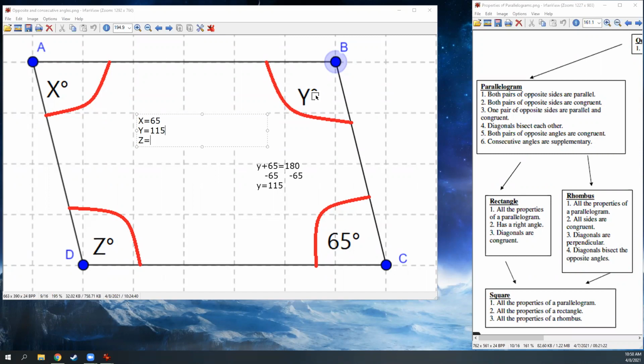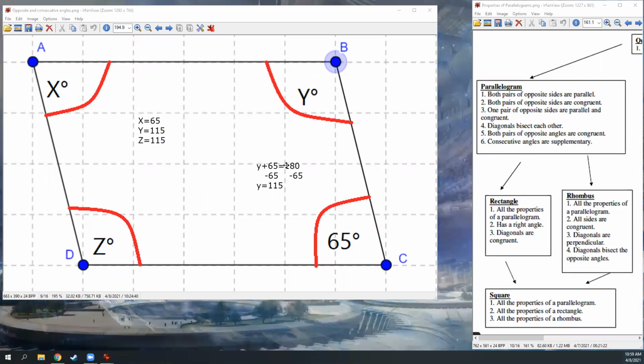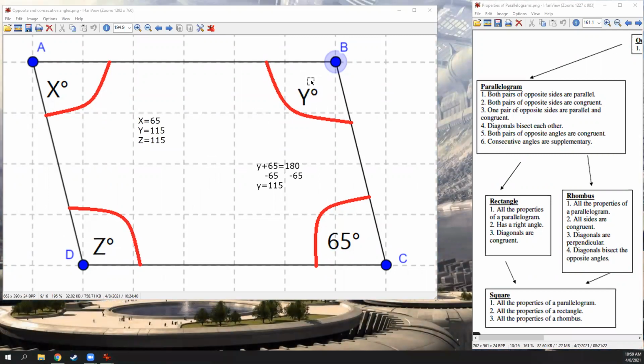And if y is 115, we can go back to this whole both pairs of opposite angles are congruent, right? Y is 115. Going across the parallelogram, we're going to hit z, which is also going to be 115, right? Or you could solve it this way. This is 65, and it was supplementary with y. Well, this is 65, and it's supplementary with z. You can do the exact same thing, right? They're both going to give you 115. All right. So that's how these things are going to be applied. That's how they're going to be used and thrown at you.